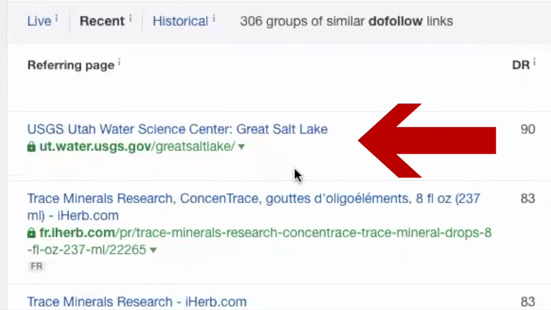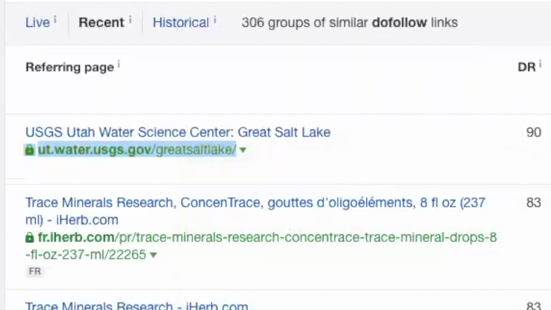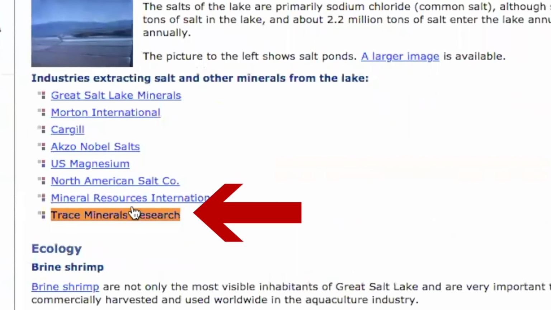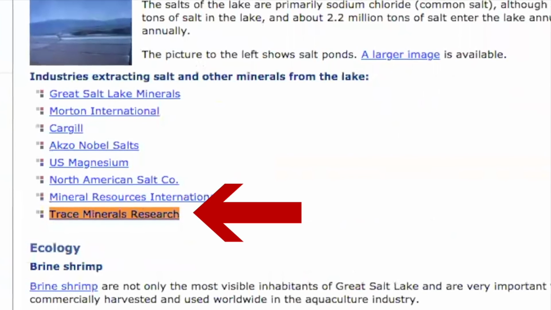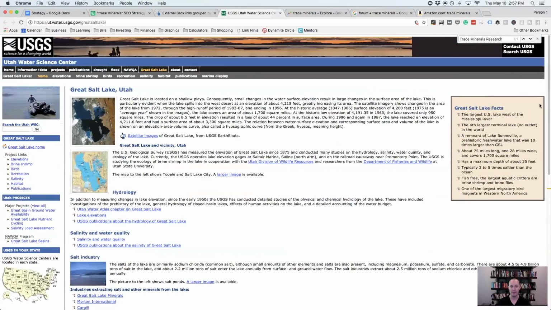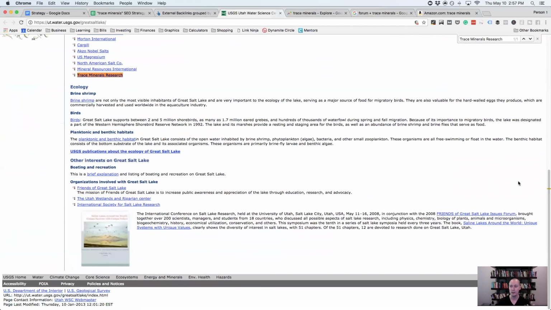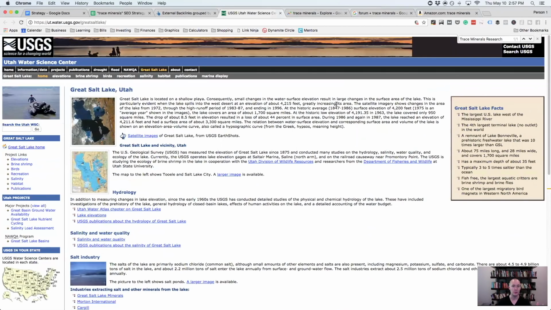Right away, the first link that I notice that they have is a .gov link. Yeah, so they legitimately have a dofollow link on a .gov website. So that is a huge boost for them. But that's not to say that you can't get a link on this page as well, because clearly this page is willing to link out to external websites. So you could definitely craft a way to get your link on here with a little bit of outreach.